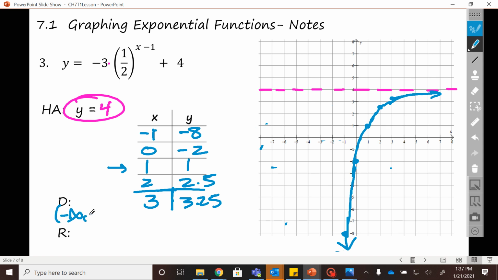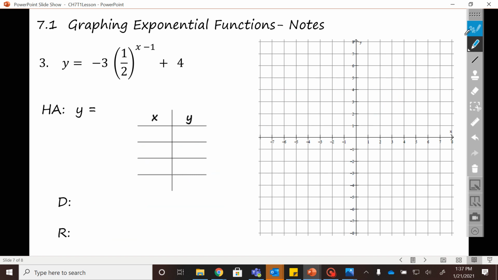Domain is, of course, negative infinity to infinity. The range is going to be backwards because it's not going to infinity, it's coming up from negative infinity. So it's starting at negative infinity and it's going up to 4, and it doesn't ever cross 4, so we'll keep it just like that, negative infinity to 4. All right, good. It's really just about filling out that table.